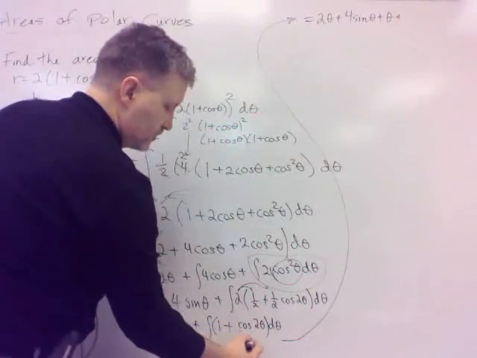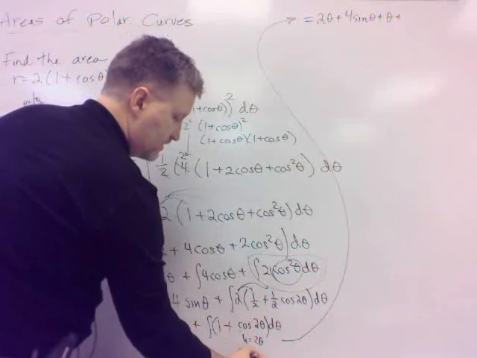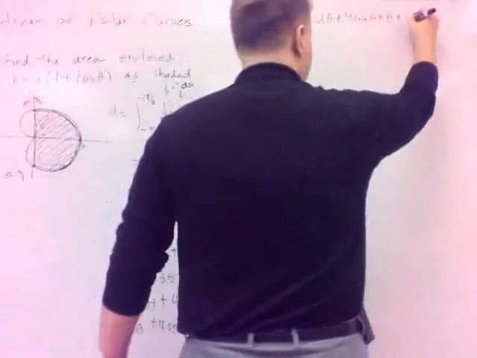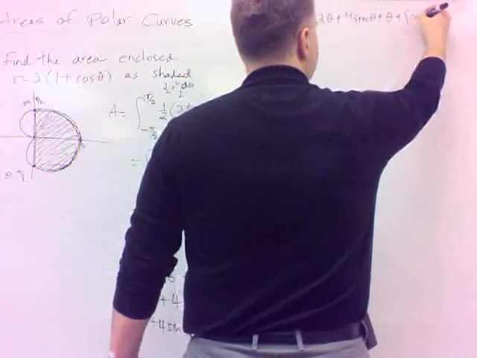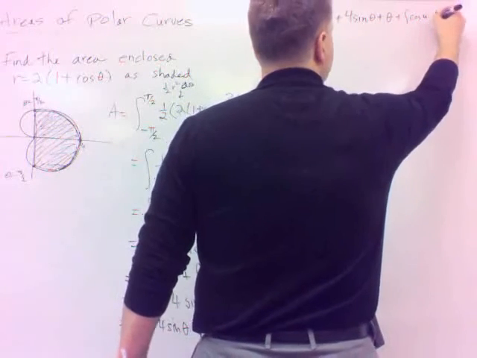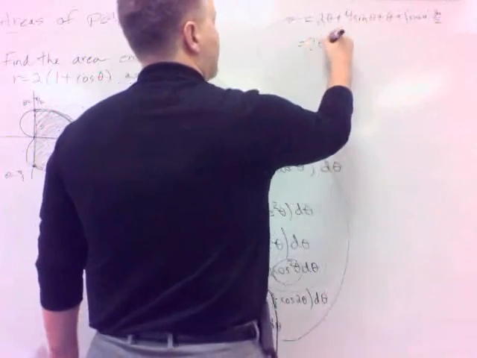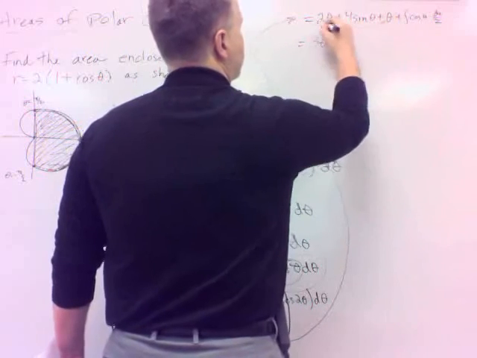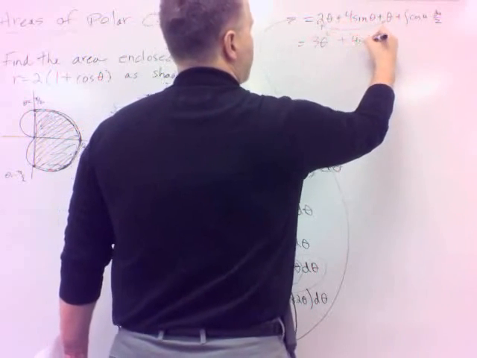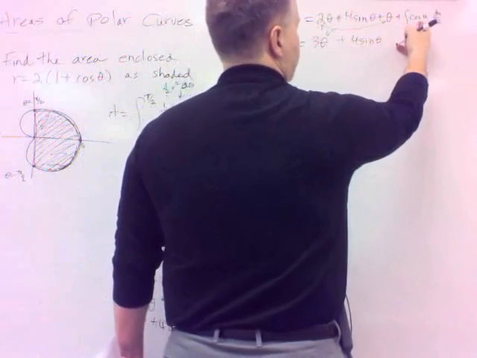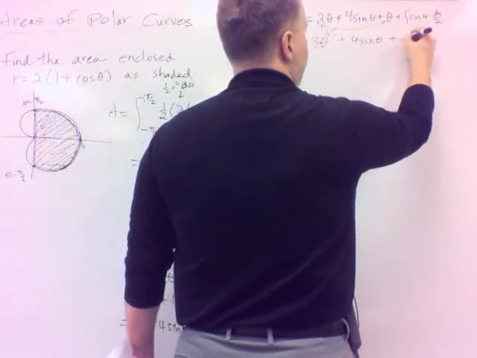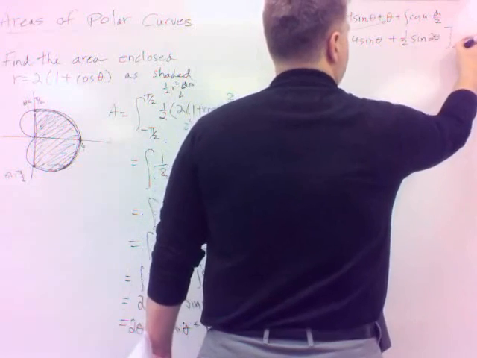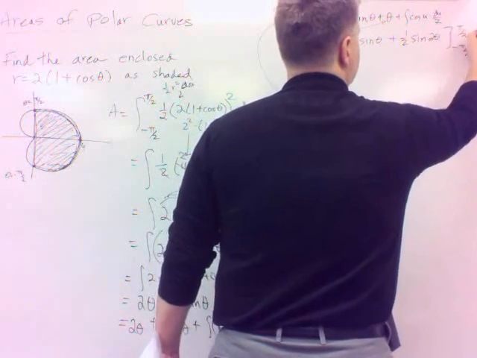Little u substitution. U equals 2 theta. Du would be 2 d theta. So du over 2 is d theta. So that would be the integral of cosine of u du over 2. So that's going to be 2 theta, actually, 2 theta plus theta would give me 3 theta. Combine these two into that one. Plus 4 sine theta. And that's just going to be 1/2 sine of u, but u is 2 theta. Yep. And then I'm going to go from negative pi over 2 to pi over 2.